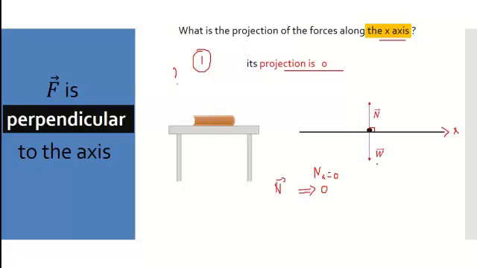I look at the weight. The weight also is perpendicular to the x-axis. So in this case, if this is the weight, then also its projection is 0. This also means that the component along x is 0.